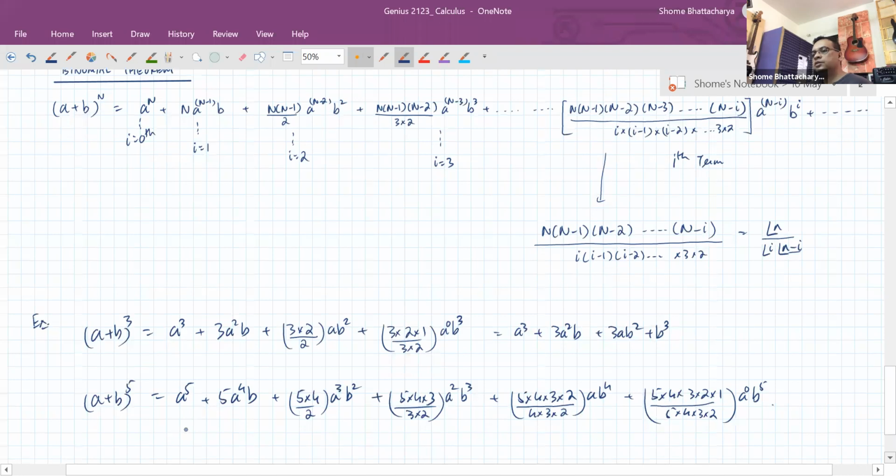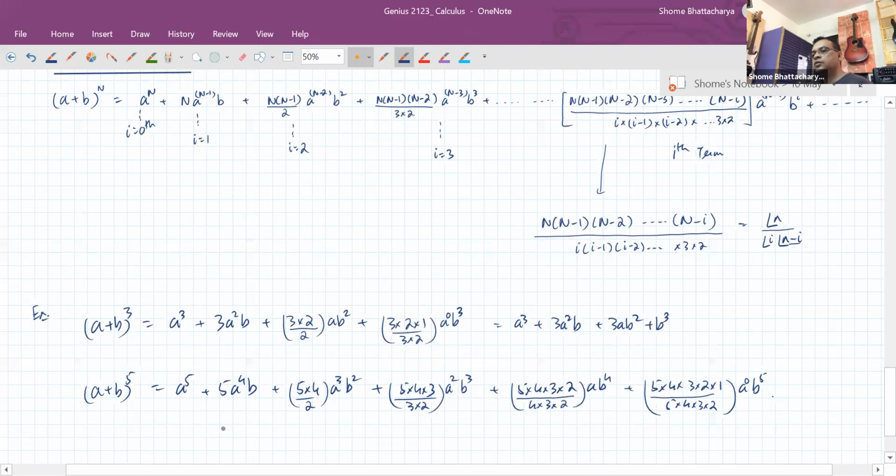So this would ultimately become a to the power 5 plus 5a to the power 4 b, plus 10a cube b square, plus again you will see this term will become 10 a square b cube, and again you would see this term would become 5 a b to the power 4, and again the last term would have coefficient of 1 and b's power would become 5.